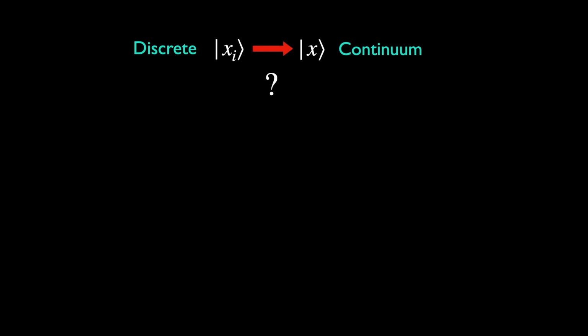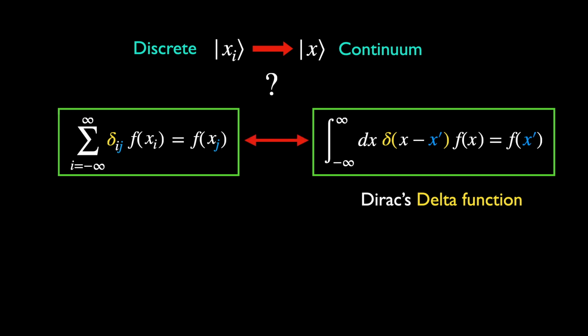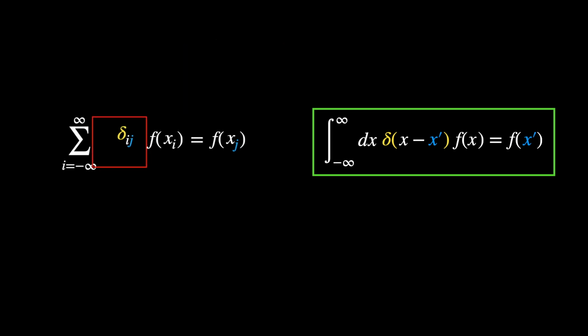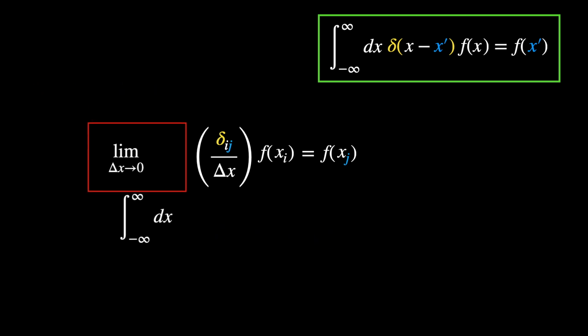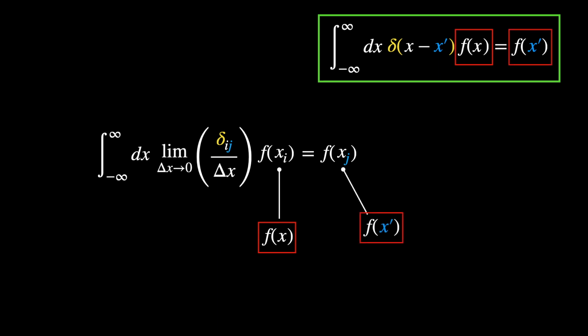But how do we relate the discrete states to the continuous ones? This is actually quite simple. Recall the discrete analog to the equation which defines the Dirac Delta Function. If we can find some kind of continuum limit which brings us from the discrete expression to the continuous one, then we are done. The definition of an integral from calculus provides a clue. We can introduce a continuum limit here. This allows us to form a Riemann integral. The function f evaluated at xi can be mapped onto f(x), and f(xj) onto f(x prime). This then allows the limit function to be identified with the Dirac Delta Function.